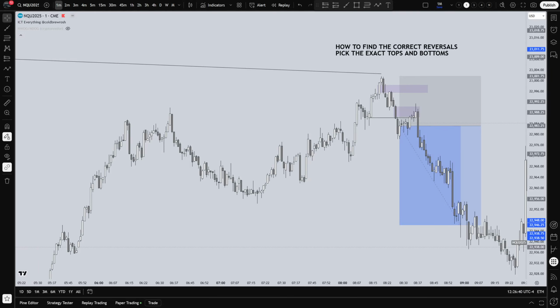Hey everyone, in this video I'm going to show you exactly how to find the correct reversals and pick the exact tops and bottoms in the market. This is working off of the ICT 2022 mentorship model, which works based on liquidity sweeps, displacement, and a fair value gap. A lot of people tend to trade this model wrong and incorrectly, resulting in a lot of losses and not understanding the more refined rules of what we need in price and the signatures it shows.